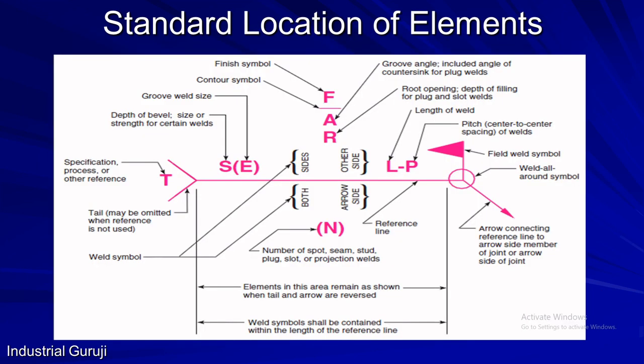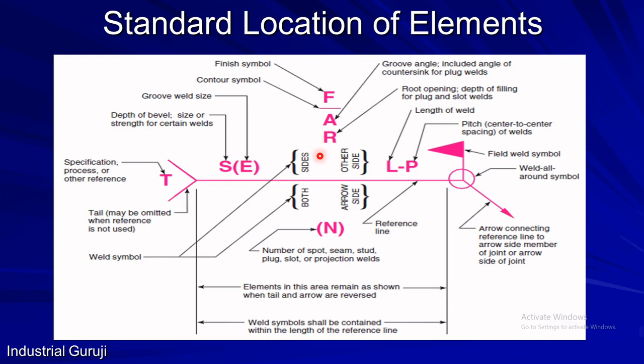Now we are going to see the standard location of elements and how to show actual values on symbol. This is location chart given in AWS A2.4. According to this, depth of bevel or size of the weld is shown here, followed by the weld size in brackets. Here in this area, actual weld symbol to be shown. Above this symbol, finishing method symbol, contour symbol, groove angle and root opening to be shown in given order.